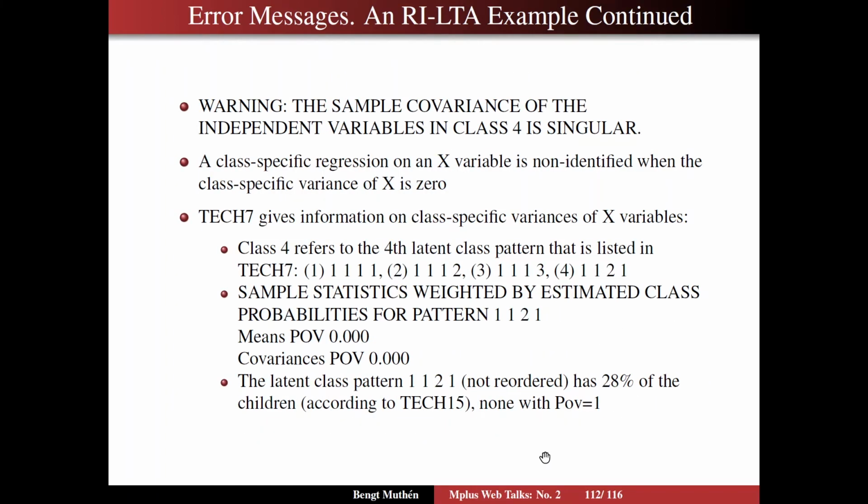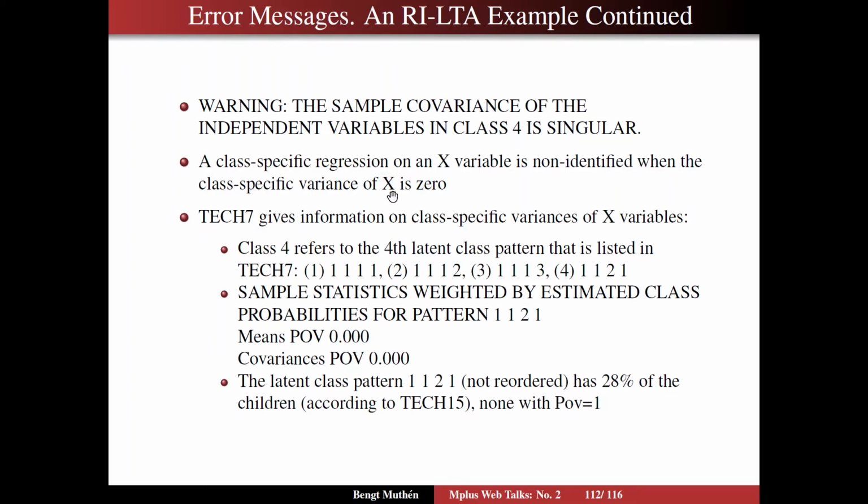Then we have, on slide 112, taking a closer look at the warning: the sample covariance matrix of the independent variables in class 4 is singular. So here we have the situation that if you have a class-specific regression, as we do in the interaction models, you have C2 on X has a specific slope for each C1 class. Those regression slopes are not identified when the class-specific variance of X is 0. You have to have a variation in the predictor.